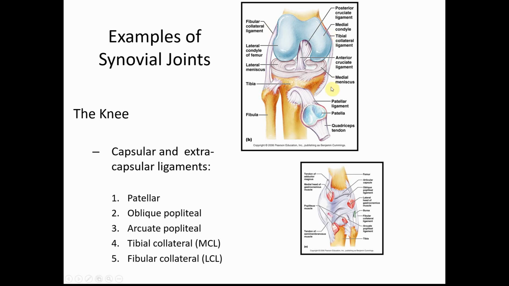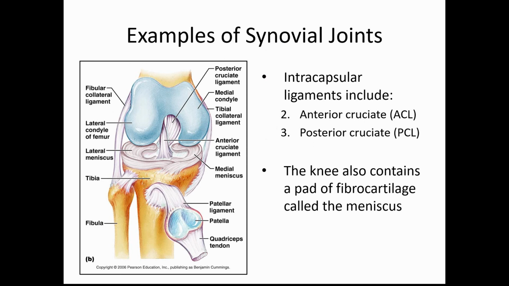Because we've got both of them, the tibia tends not to bend side to side. We have some really interesting intracapsular ligaments. These include the ACL and the PCL. The ACL, or the anterior cruciate ligament, is named because it is in the front on the tibia, and it and the posterior make a cross.